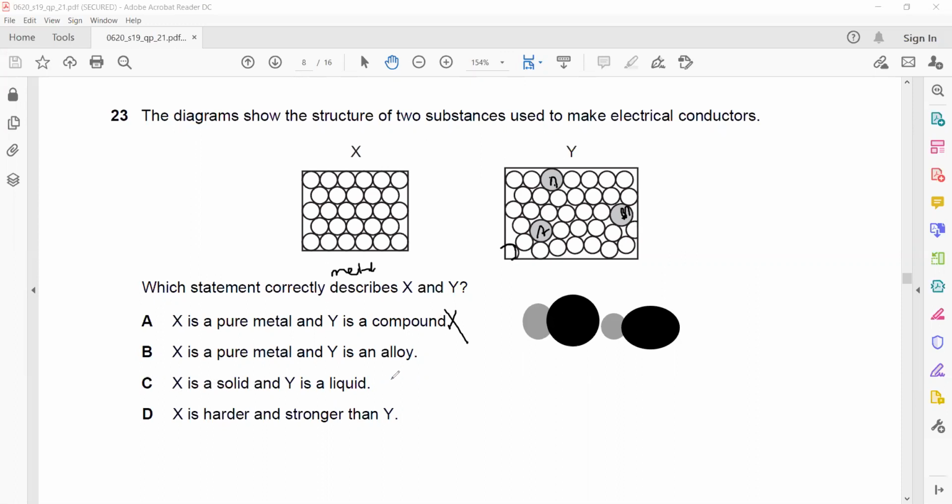X is a solid, Y is a liquid. The structure does not show that Y is a liquid. Both have the same structure, so both are solids. X is harder and stronger than Y. That's wrong, because if it's an alloy, the opposite will happen. Y will be the alloy. When we make an alloy or mixture of metals, it becomes harder and stronger.